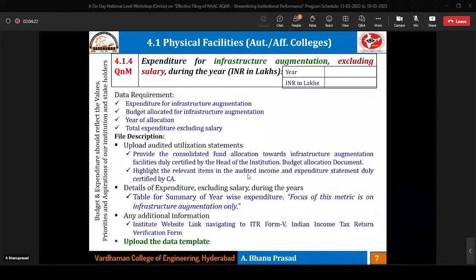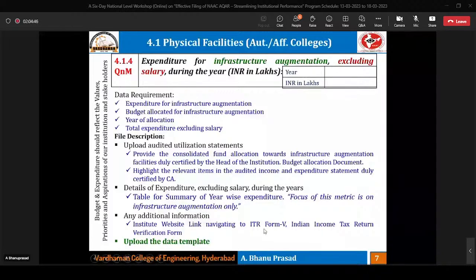So we can also upload in the form of a table, year wise, the expenditure on the augmentation of infrastructure. So here it is only about infrastructure augmentation. And on the website, it is asked to upload on the institutional website about all the ITR form 5.